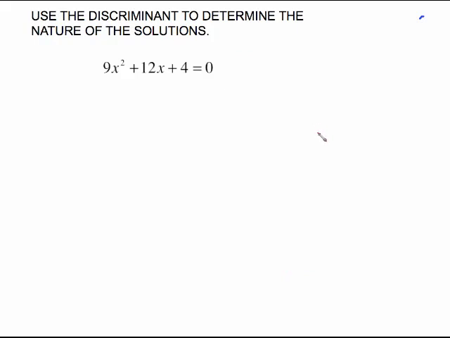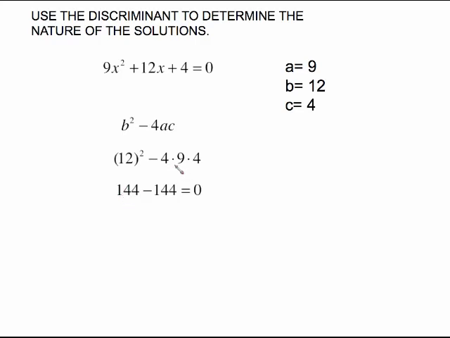Last example. 9x squared plus 12x plus 4 equals 0. Here's our listing of a, b, and c. That means b is 12, a is 9, and c is 4. So arithmetic looks like this. 12 squared minus 4 times 9 times 4. 12 squared is 144. And if you multiply 4 times 9 times 4, you also get 144. When you subtract those, you get 0. And anytime the b squared minus 4ac equals 0, we know we're going to end up with one real solution. So that's the discriminant. It just will tell you what type of solutions you will get before you do the whole quadratic formula.